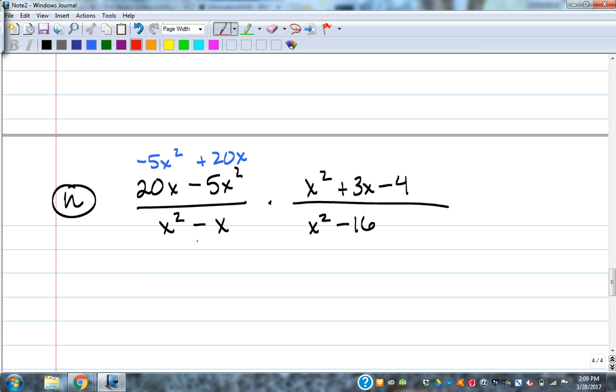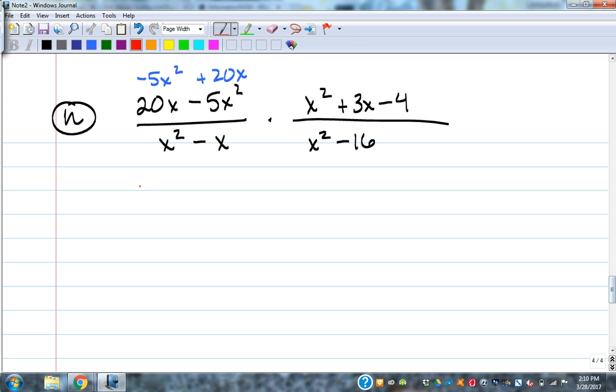How do we factor the numerator of the first fraction? When I pull out the GCF, what am I pulling out? Negative 5x. That'll leave you x minus 4. That's one of the keys to this particular problem, and it's kind of a trick that they try to throw in there, where you've got to pull out a negative to make the factors match up. And if it's in descending order, that makes it a lot easier to recognize that happening. The denominator would be x and x minus 1, right?